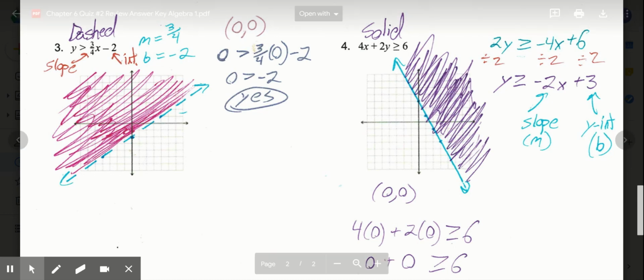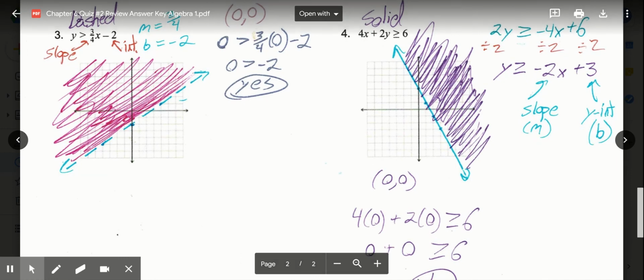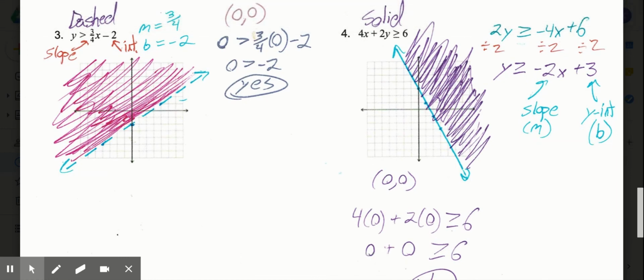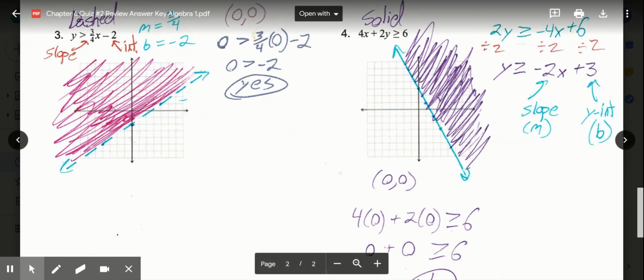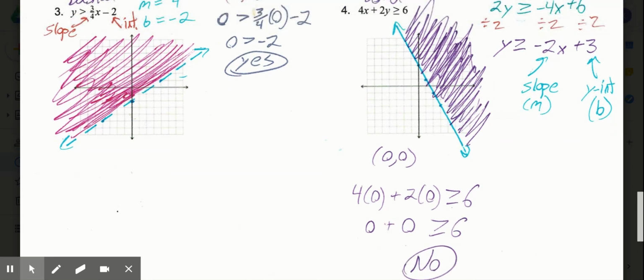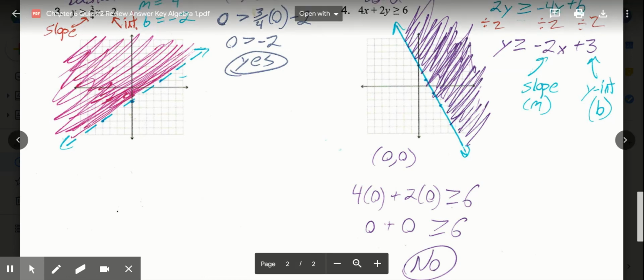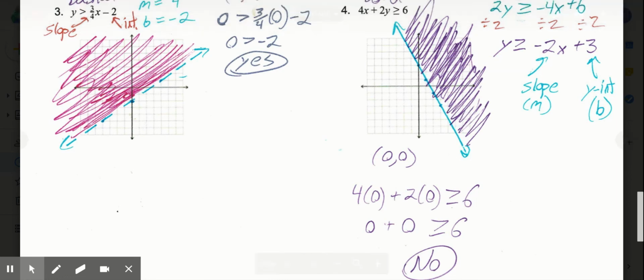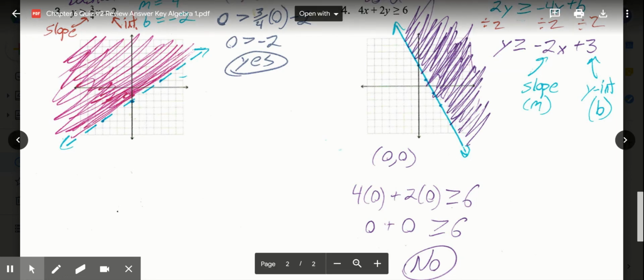And then we need to check point 0, 0. So we're going to take 0, 0, plug it in for x and y in the original. 4 times 0 plus 2 times 0 is 0 plus 0 greater than or equal to 6. No, it is not. So 0, 0 is not a solution. So we would shade to the side opposite 0, 0.